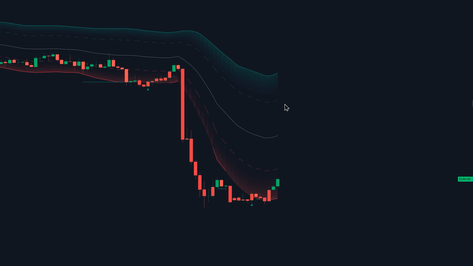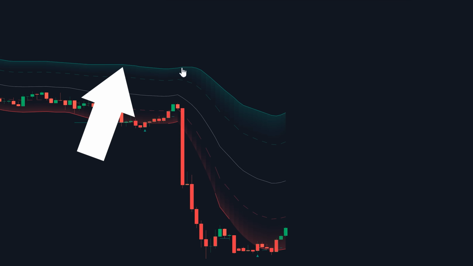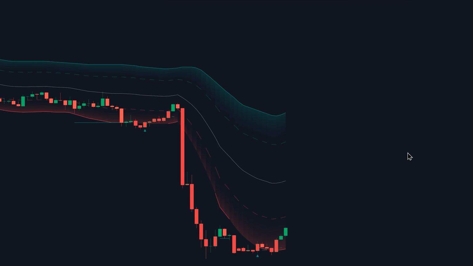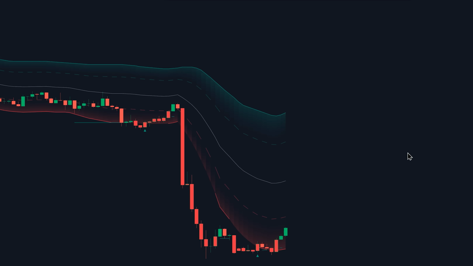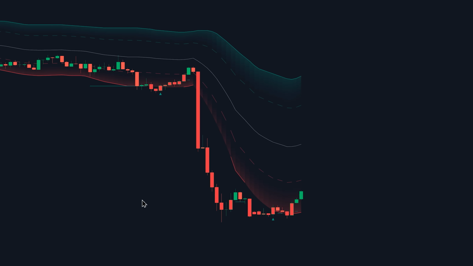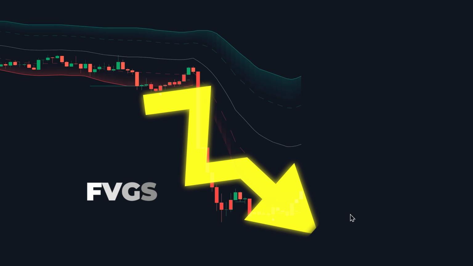So basically, to construct the upper extreme band, basically this line, the indicator averages recent unmitigated bullish FVGs within the chosen lookback period. Conversely, to form the lower extreme band, basically this line at the bottom, the indicator averages recent unmitigated bearish FVGs within the same lookback period.